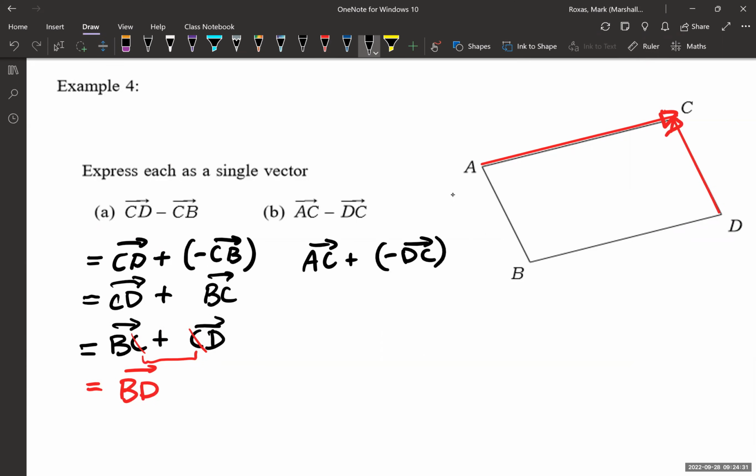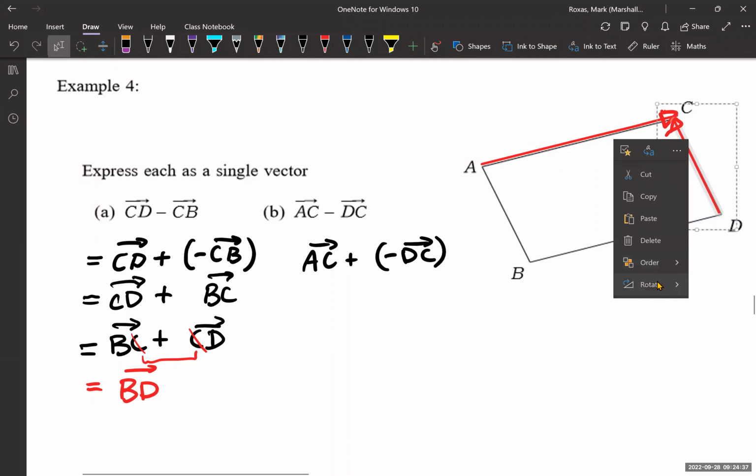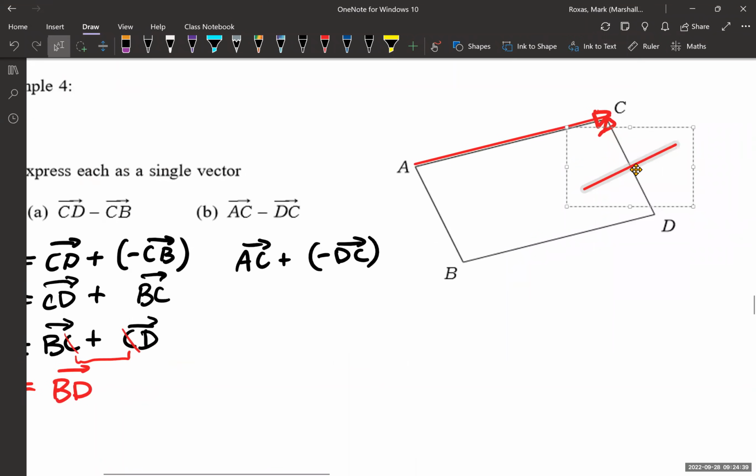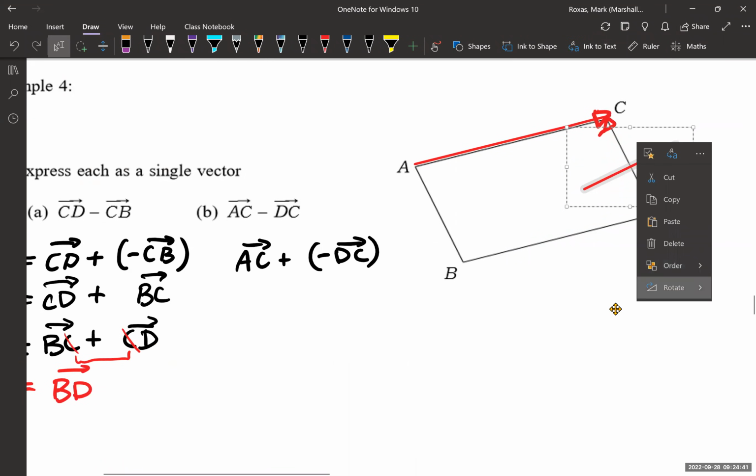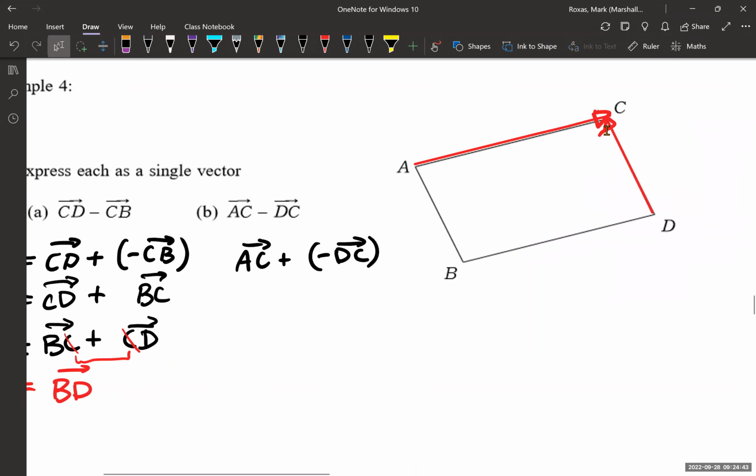Always change it to an addition. I got to reverse the direction of D to C now. So I'm going to rotate that around 180 degrees. Oh, I should have just, let's just redraw the arrowhead. Okay, so there you go.